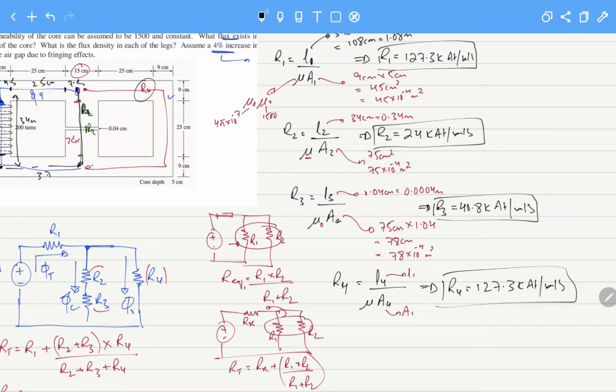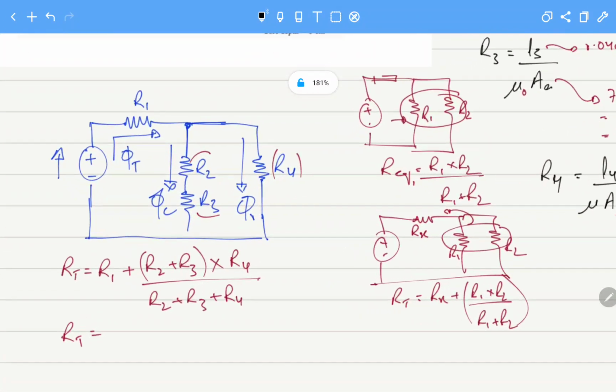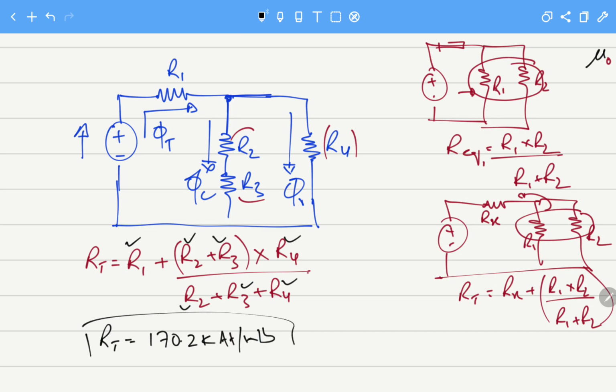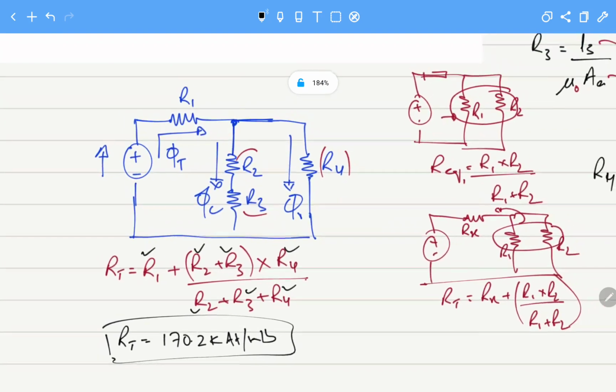Now we have all these values. So can we calculate? Yes, we have R1, we have R2, R3, R4. Again, you should be very careful in calculating the values. This is a large equation. You can make a mistake. So the value of RT will then become, solve this equation, 170.2 kilo ampere turns per Weber. This is the value of the total reluctance.